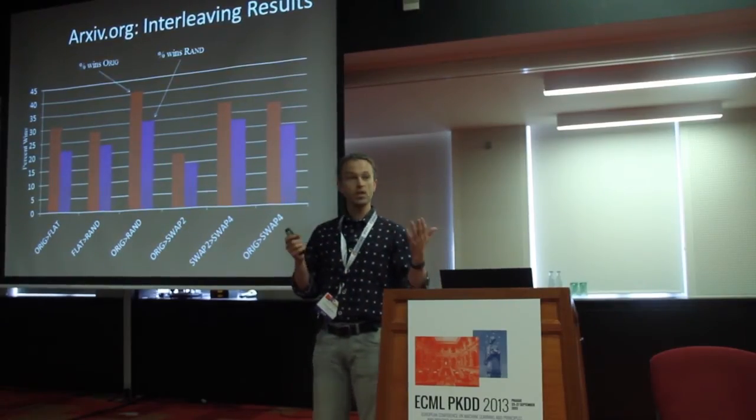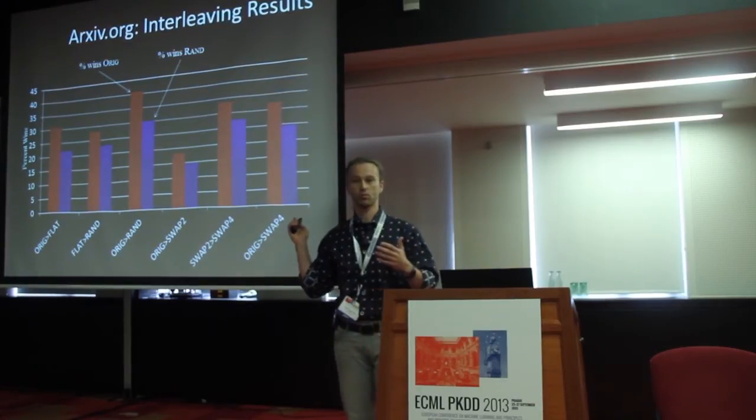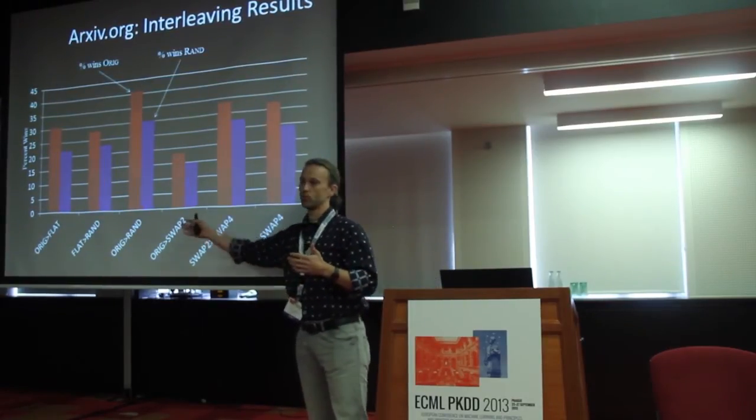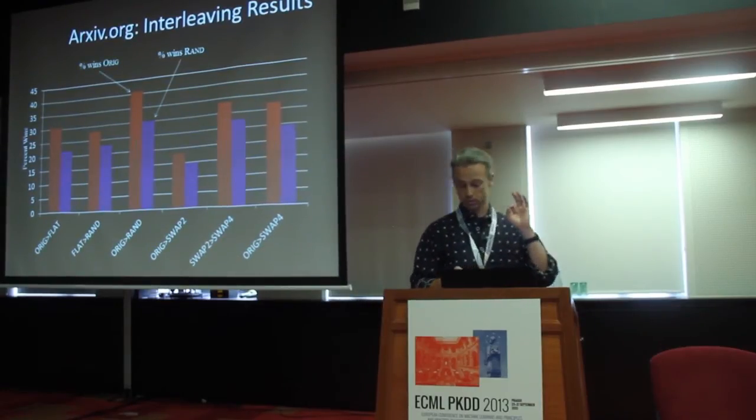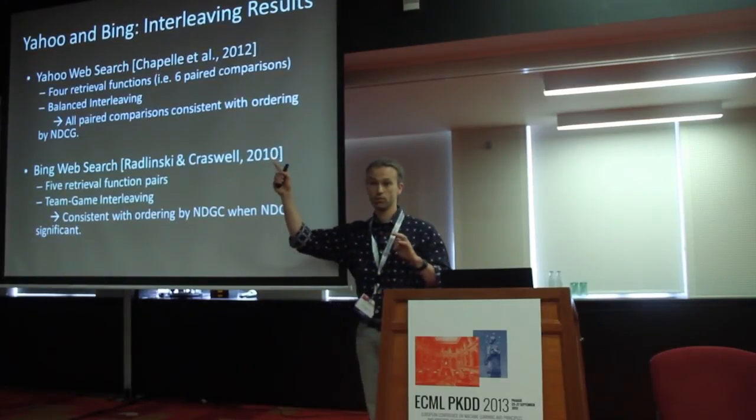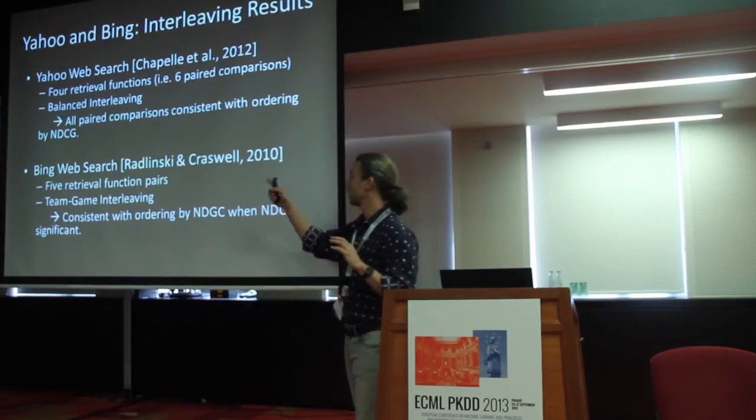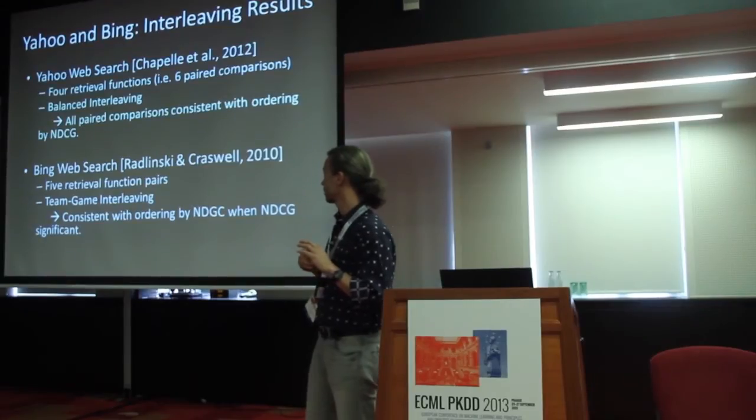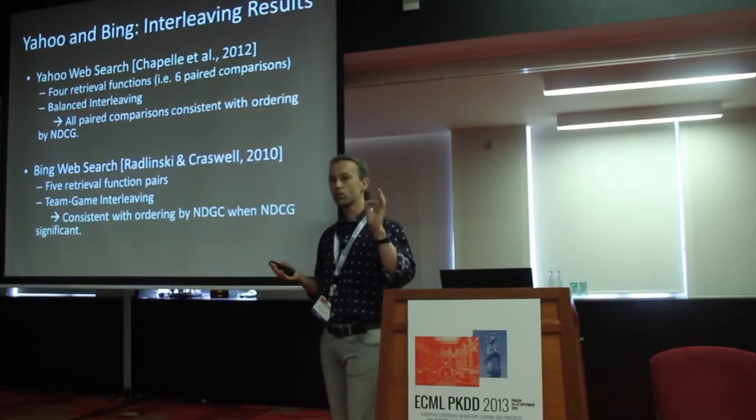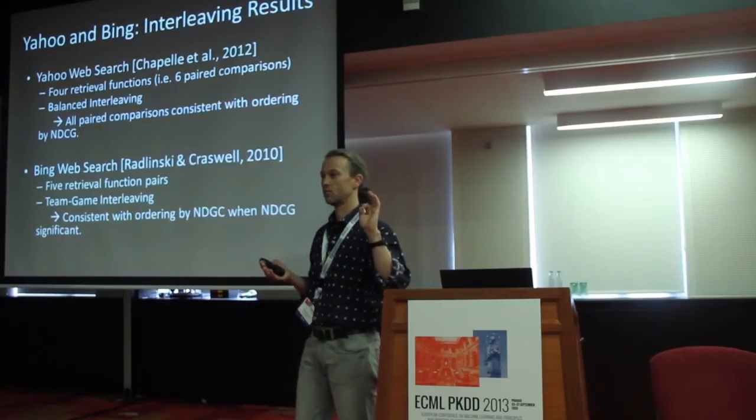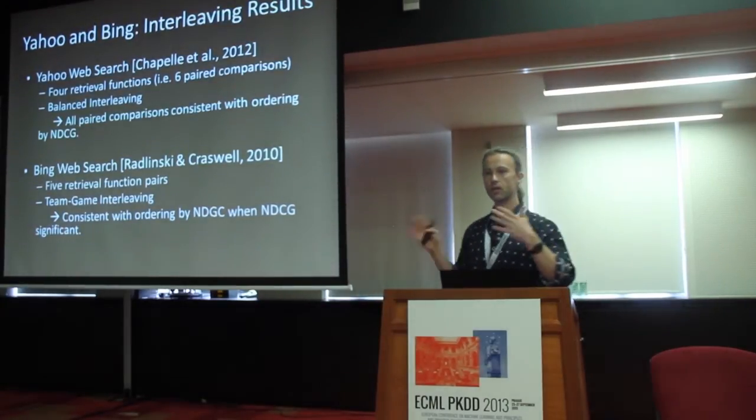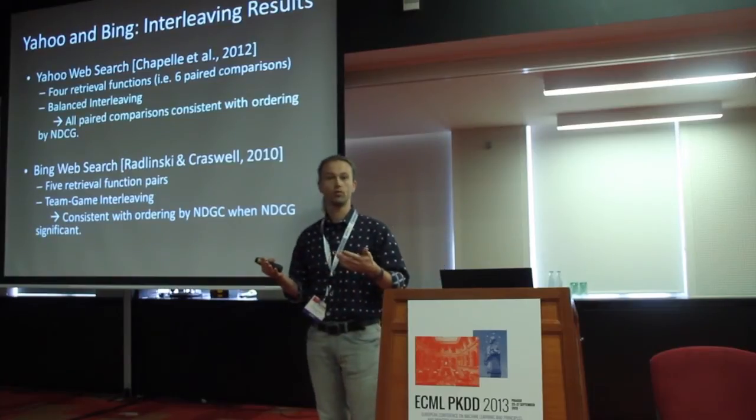So unlike these naive measures, like abandonment rate, this becomes very reliable, even for small amounts of data. Now you can say, well, these differences between the retrieval functions are huge, right? What if you have more nuanced differences? Here are two studies, one for Yahoo Web Search, by Chuck Harrell, and one for Bing Web Search, by Nadinsky and Pascal, where they basically did the same experiment that I just described. And even though the differences in retrieval quality were much smaller here, again, these interleaving techniques exactly reflected the ordering that they got through very expensive manual evaluation of these retrieval functions.